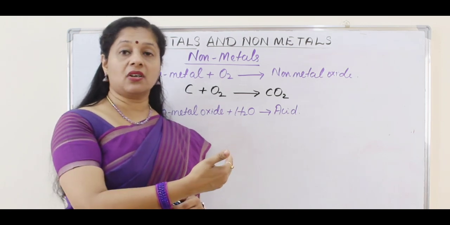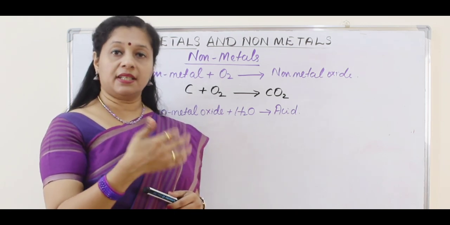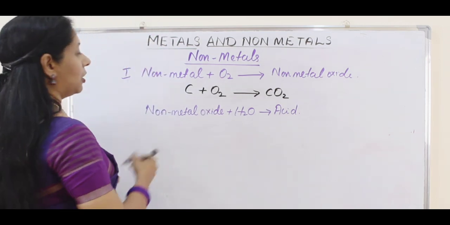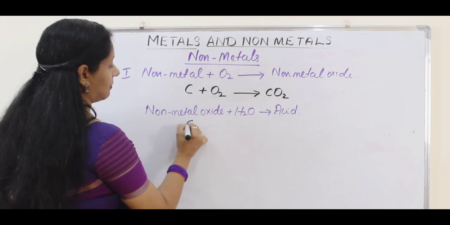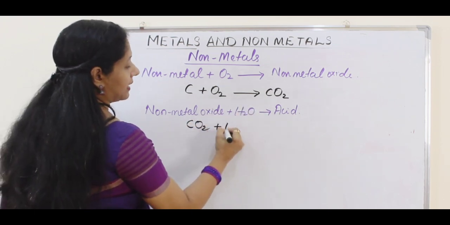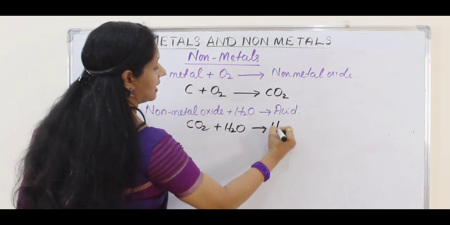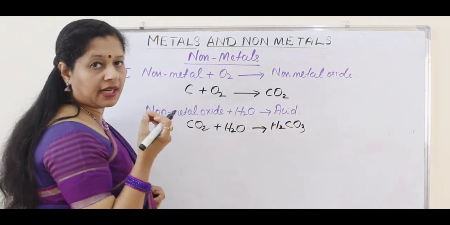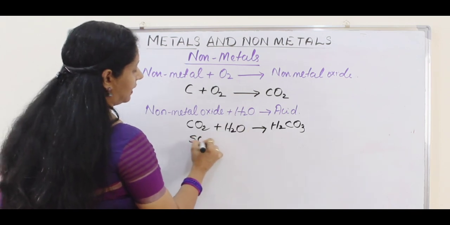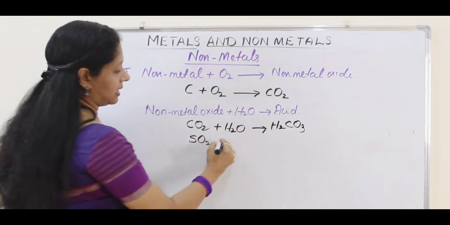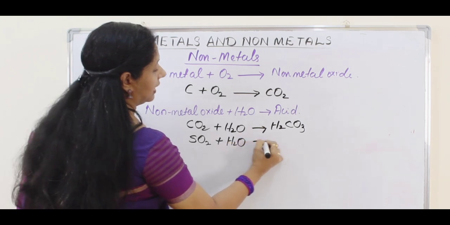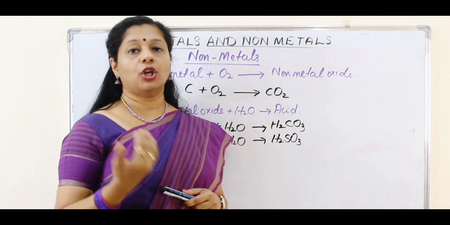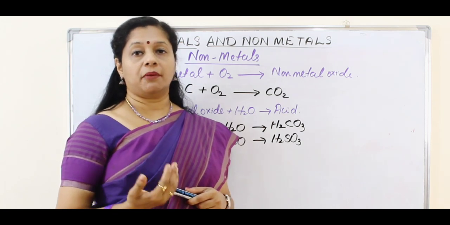We learned metal oxides are basic in nature, non-metal oxides are acidic in nature, but sometimes a few are neutral also. So if a non-metal oxide reacts with water, for example the carbon dioxide that we got, we will get an acid. What is this acid? H2CO3, carbonic acid. Rainwater contains a small amount of carbonic acid. Or if it is another non-metal oxide like sulfur dioxide, if it combines with water, we get H2SO3, sulfurous acid. Usually, non-metals react with oxygen to form non-metal oxides.